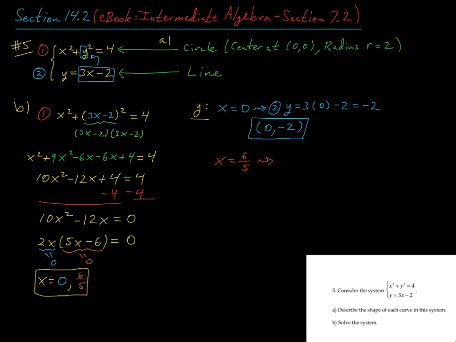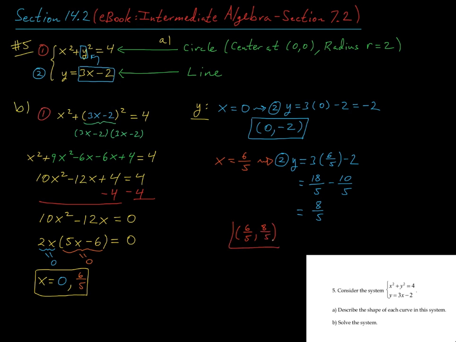All right, and then if I set x to 6/5, well, again, I'm going to go ahead and use equation 2 to find y. So I'll plug in 6/5 in for x. So get 3 times 6/5 minus 2. Well, this is 18/5 minus, and 2 is 10/5, getting a common denominator, and 18/5 minus 10/5 is 8/5. All right, and so that gives us the ordered pair solution 6/5, comma, 8/5.